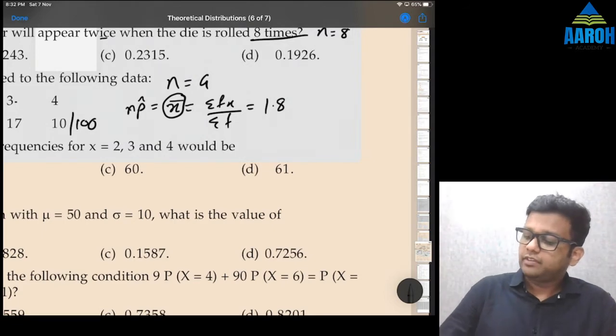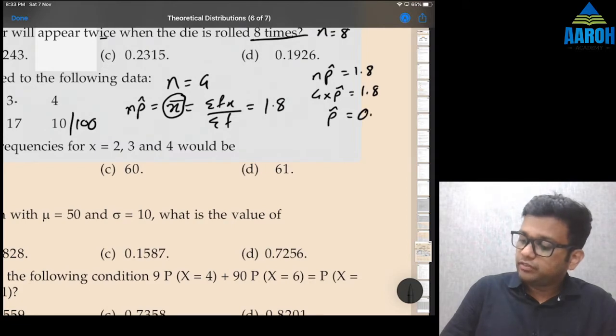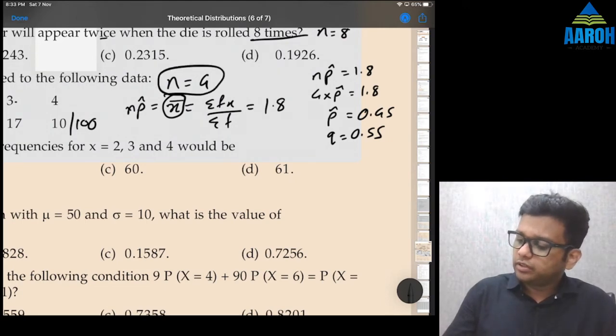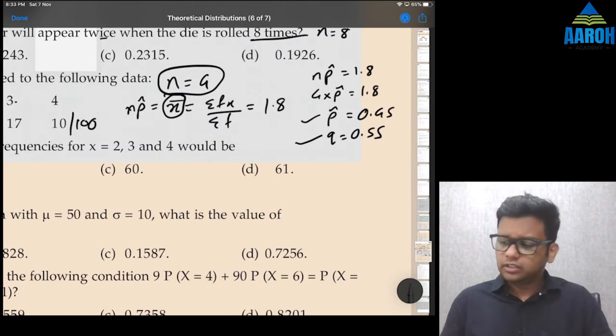N we already have, so we know that N P hat is 1.8, N is 4, so 4 into P hat is 1.8. So P hat, that is the estimated value of probability, will be 1.8 by 4, which is 0.45, and Q will be 0.55. Okay, so now we have everything: N is equal to 4, P and Q also. Now we can answer the question.